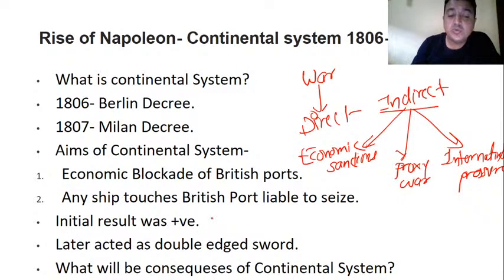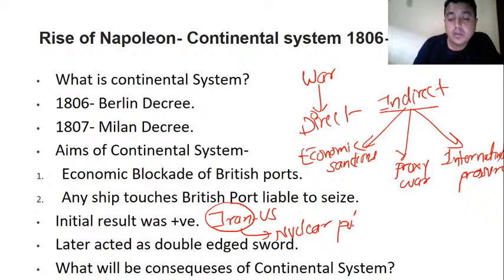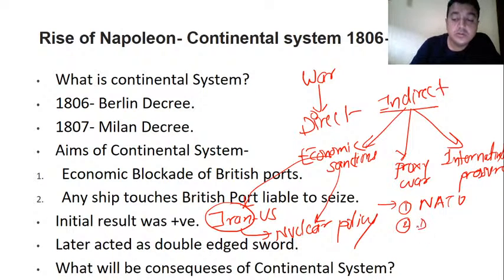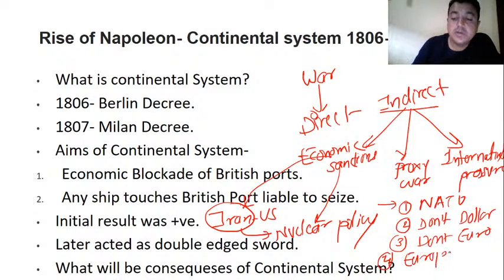The economic sanction, I just want to mention one more example, and it is very familiar to you. That is the Iran-US relation. When Iran started pursuing the nuclear policy, it was opposed by the USA, and that opposition took the form of economic sanction. They imposed economic sanction over Iran. Like what? First, NATO countries should not have trade with them. Second, don't use dollar. Third, don't use euro. European countries should not have trade with them.